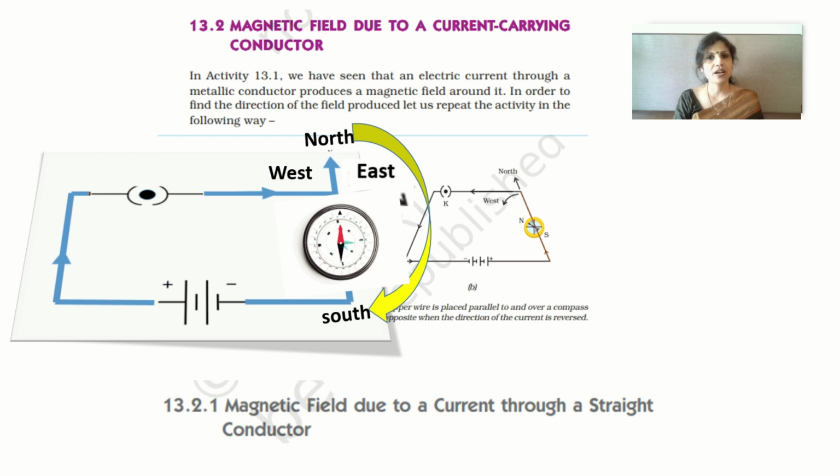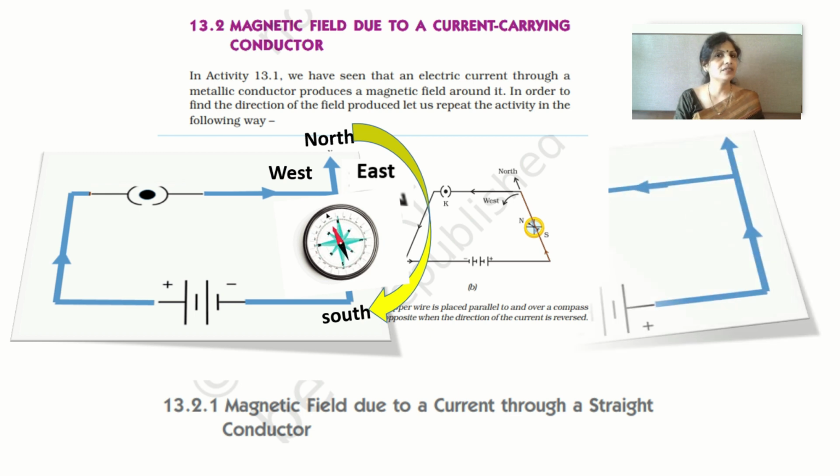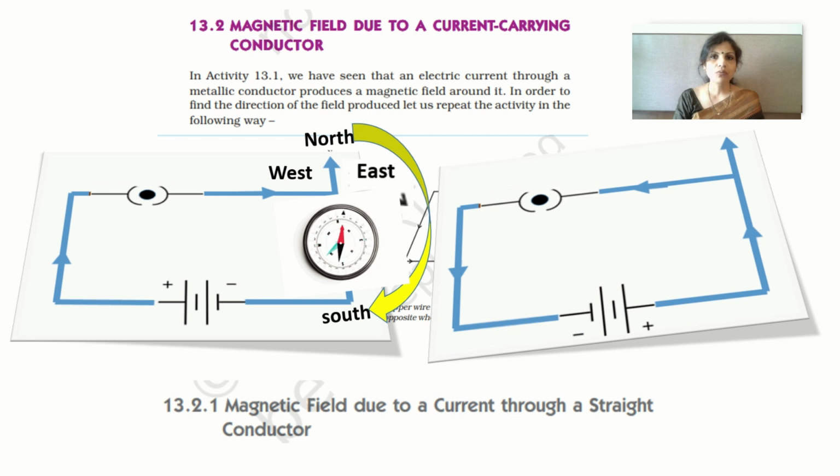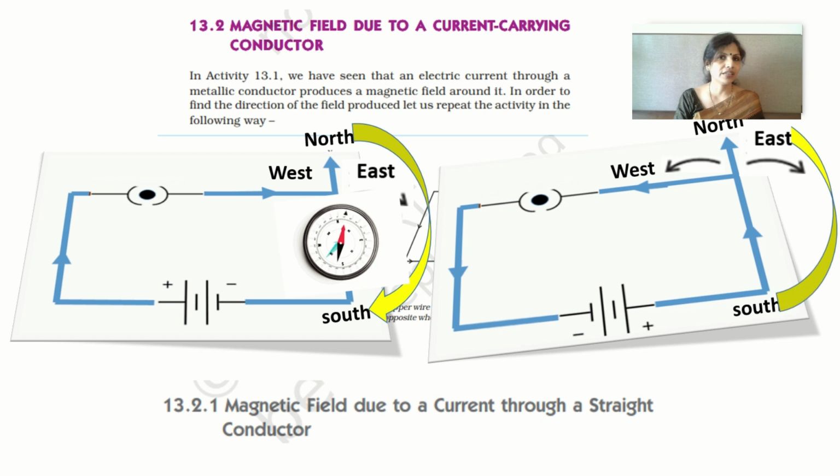You can just check out that the polarity of the batteries are changed now. Again we will mark the directions as north, south, east and west direction. Alright. And then now you can just check out the direction of flow of electric current. It is from south to north direction.